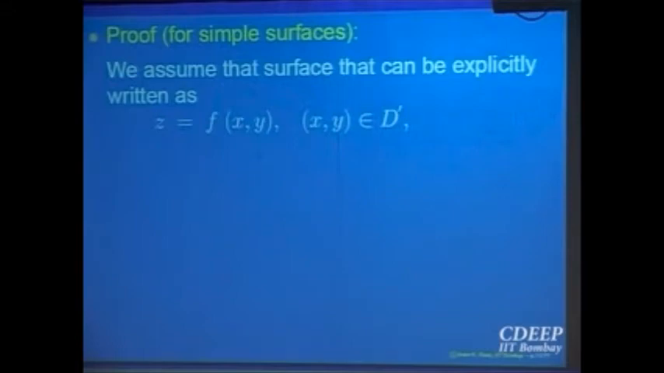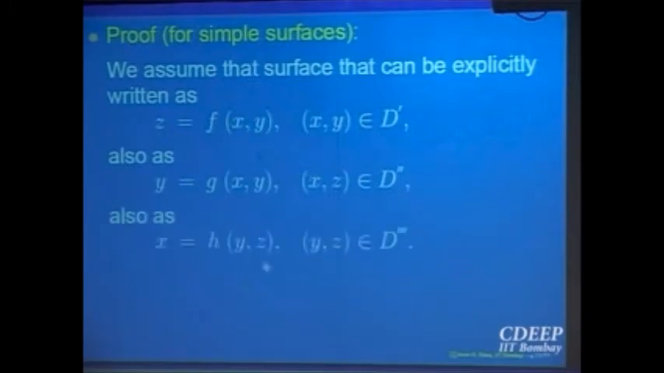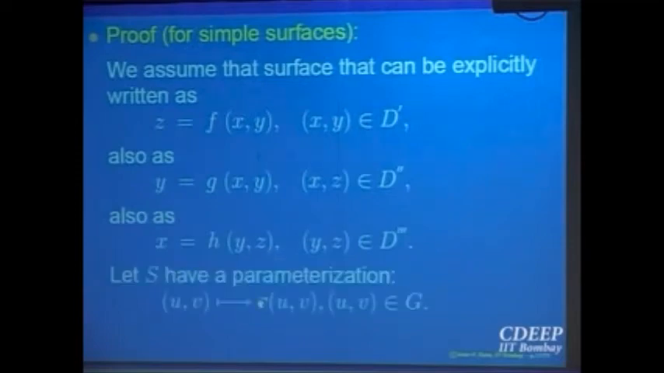So let us see what are the things involved. We will assume, this is the assumption we are making, your surface is simple, namely you can explicitly express Z in terms of X and Y, projectable onto the XY plane, or projectable onto the YZ plane, or projectable onto the other plane, right? So three planes, all of them it is possible to project this, a simple surface of that type.